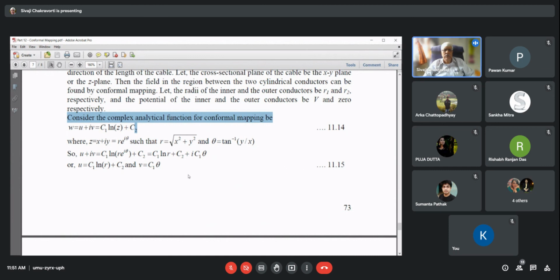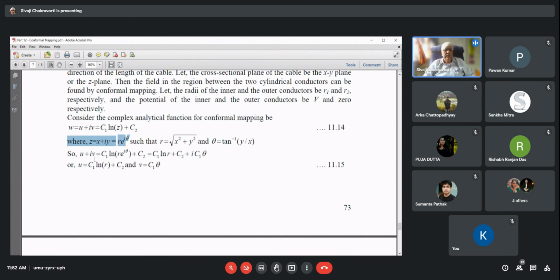Now you can ask me, how did you get it? Well, this comes from the mathematicians who know which function has to be applied where. And we engineers take those cases and apply. Now here if I write z is equal to x plus iy, and you know x plus iy can always be represented as r e to the power i theta, so that r is square root of x square plus y square and theta is tan inverse of y by x.